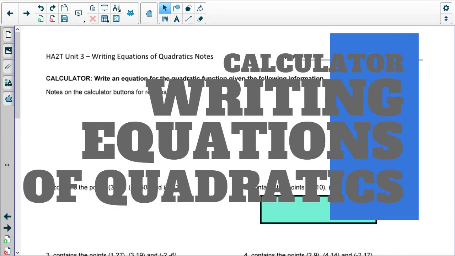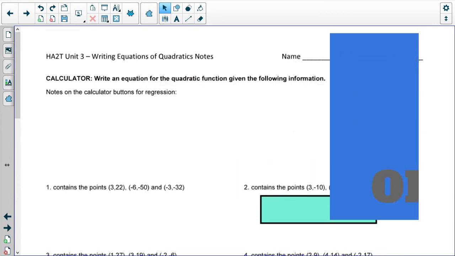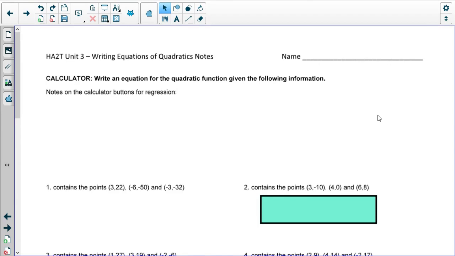We're now going to talk about writing equations of quadratics on the calculator. Here are some notes on the calculator buttons you're going to want to press in order to do regression.